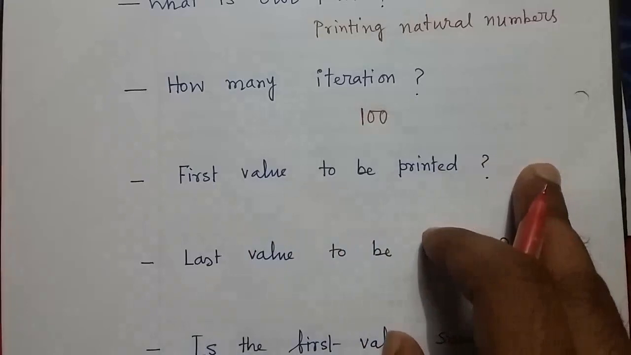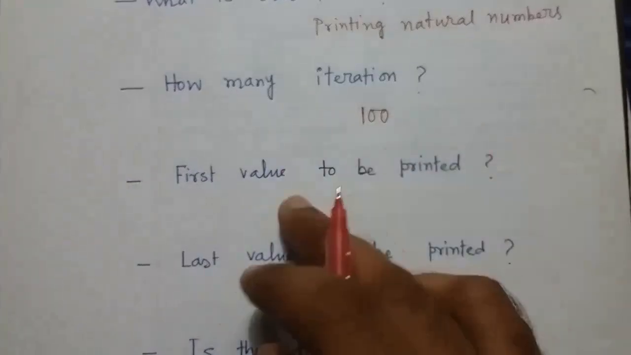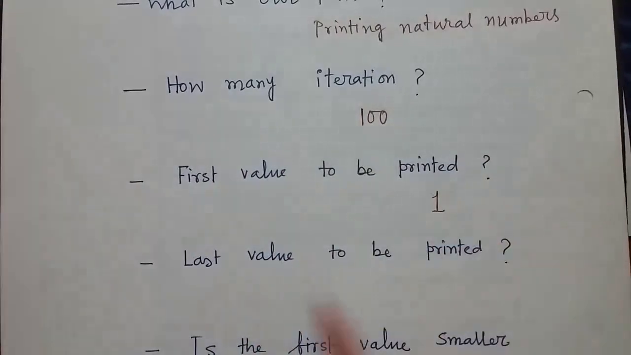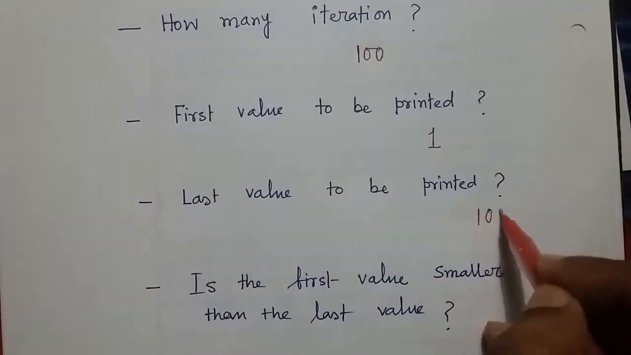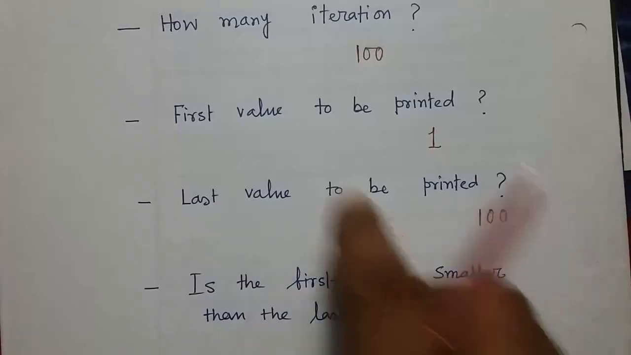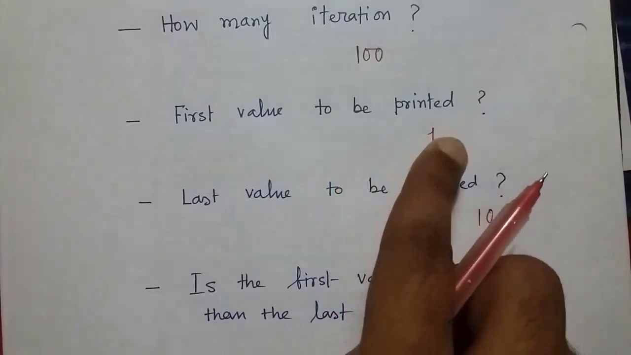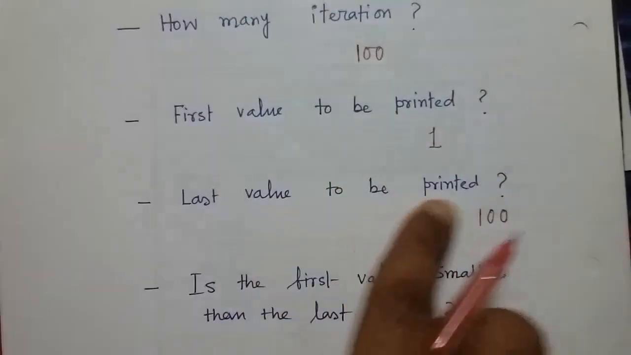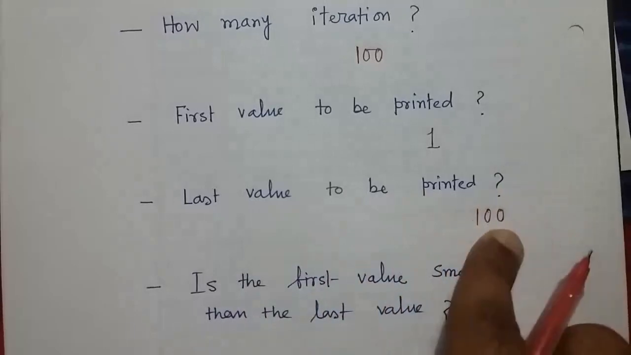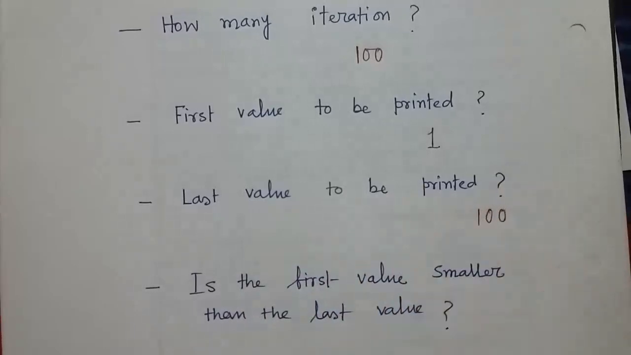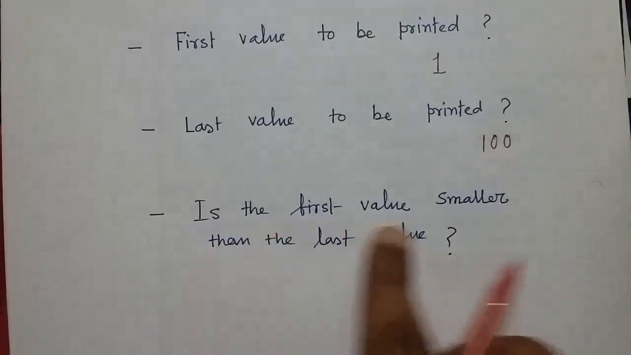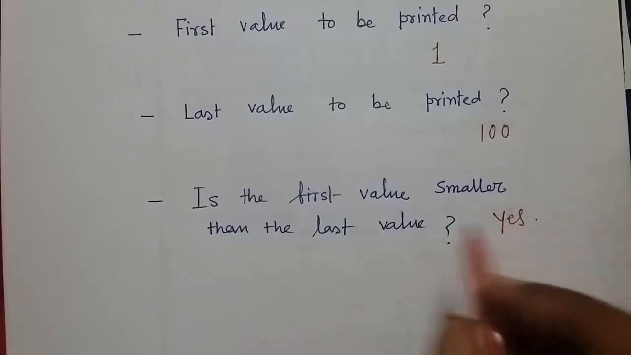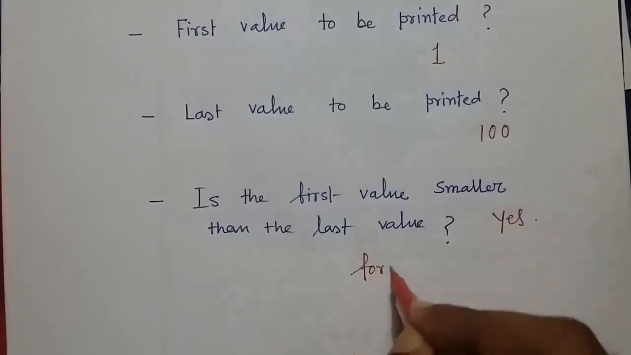First value to be printed: we have to print natural numbers from 1 to 100, so the first value obviously will be 1. Last value to be printed is 100. We will keep the first value in the initialization expression, and the last value in the test expression. And the last question is, is the first value smaller than the last value? Yes, the answer is yes. That means the loop will be a forward loop.